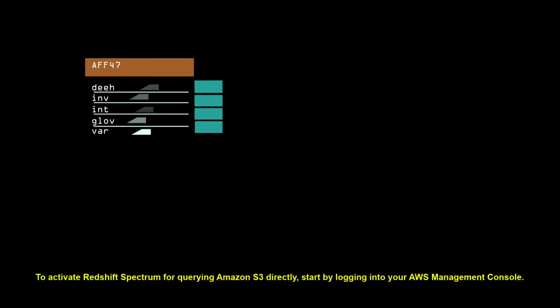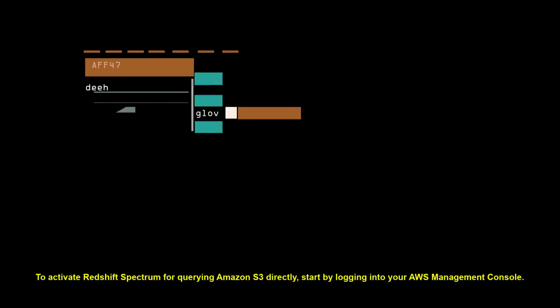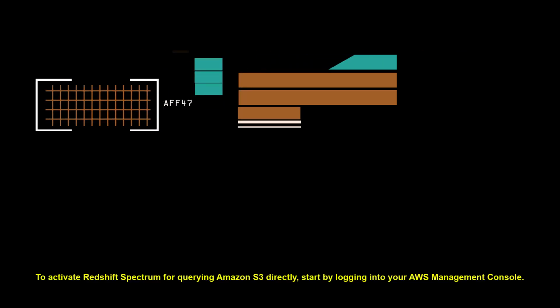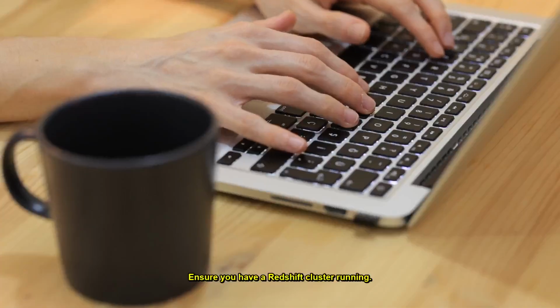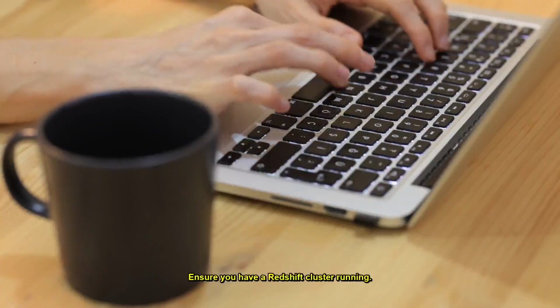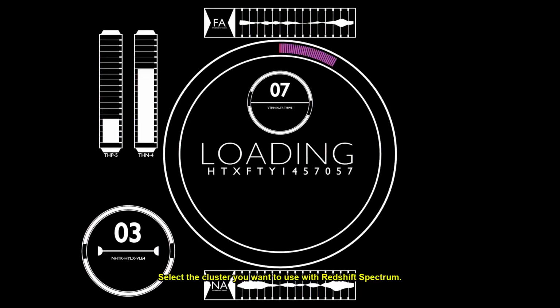To activate Redshift Spectrum for querying Amazon S3 directly, start by logging into your AWS Management Console. Navigate to the Amazon Redshift service. Ensure you have a Redshift cluster running. Select the cluster you want to use with Redshift Spectrum.